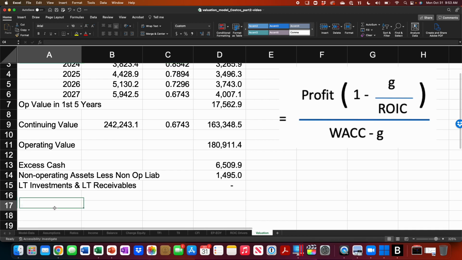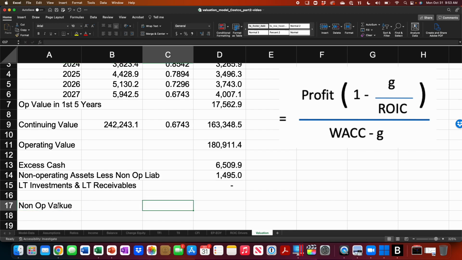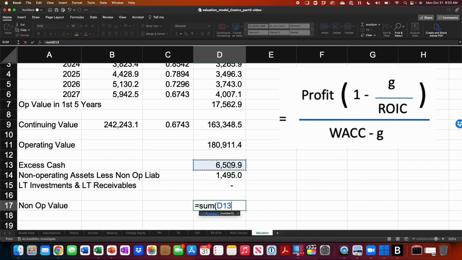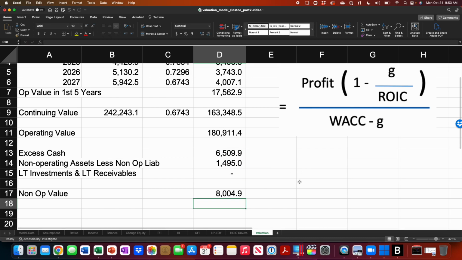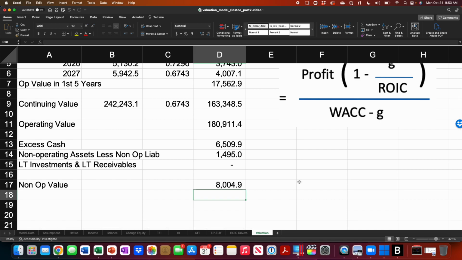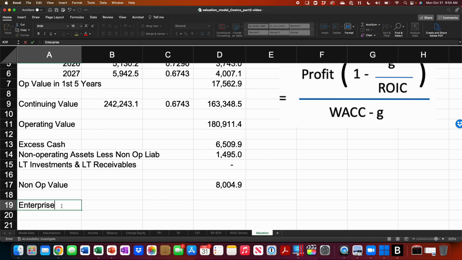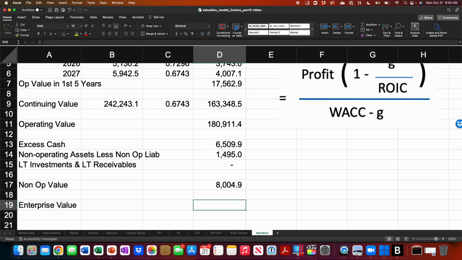Okay. So if I add the three together, row 17, I get the non-operating value which is the sum of the three above, which is Costco's $8 billion, $4.9 billion. See what we just did? Okay. So if I take the operating and non-operating value together, add those, we get the enterprise value forecast for Costco. Enterprise value equals the operating value, 180.9, plus the non-op, about 8. So I get 188.916 billion of enterprise value. That's our enterprise value forecast.